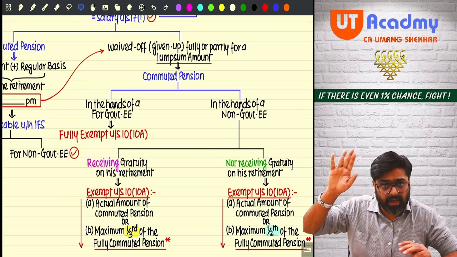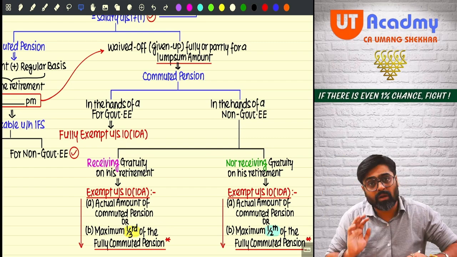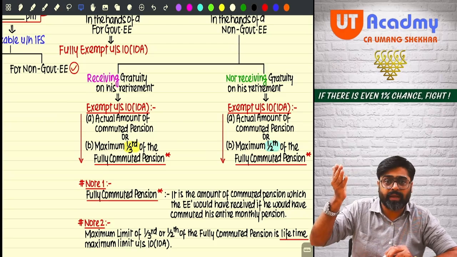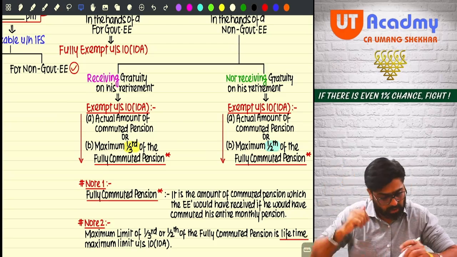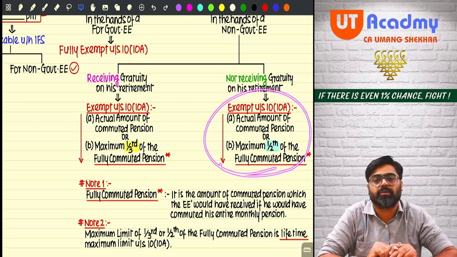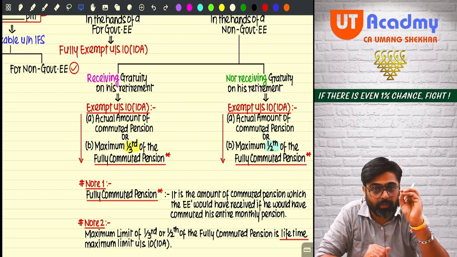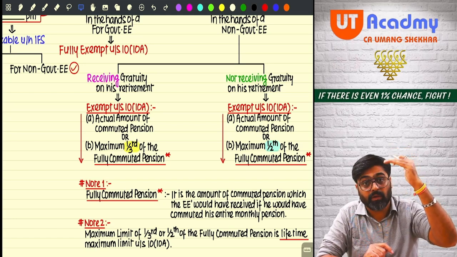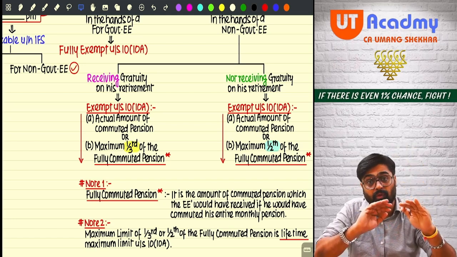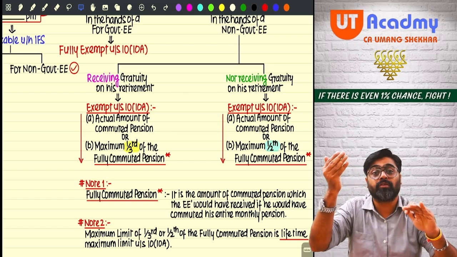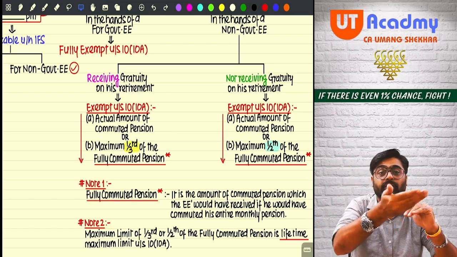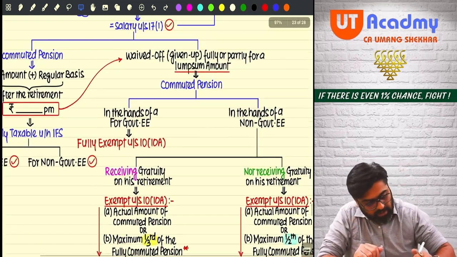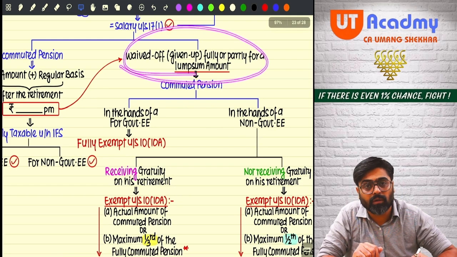So were you getting gratuity on retirement? Then your commuted pension will be exempt this much. And were you getting gratuity on retirement? No. Then your commuted pension will be exempt this much. So how much exemption out of your commuted pension you are going to get? Maximum. That maximum limit depends on whether on retirement you were receiving gratuity or you were not receiving gratuity.